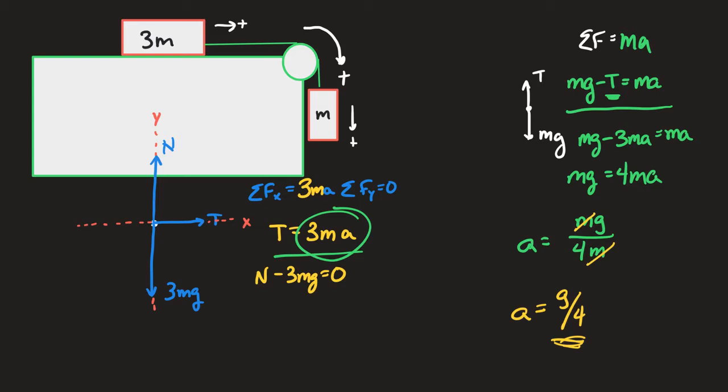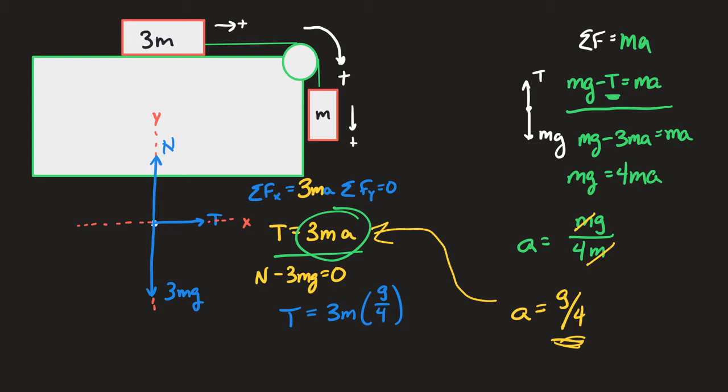All right. The last part asks for the tension. Generally, to get the tension, once you have the acceleration, all you have to do is substitute again. This was two equations with two unknowns. The unknowns were t and a. So I'll get t through substitution. T equals 3m times a, which is g over 4.